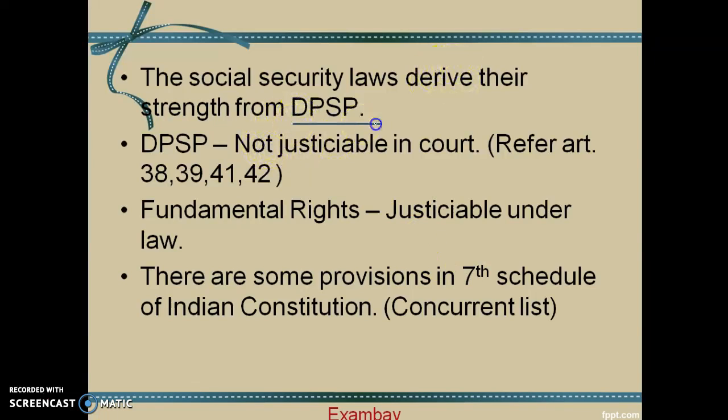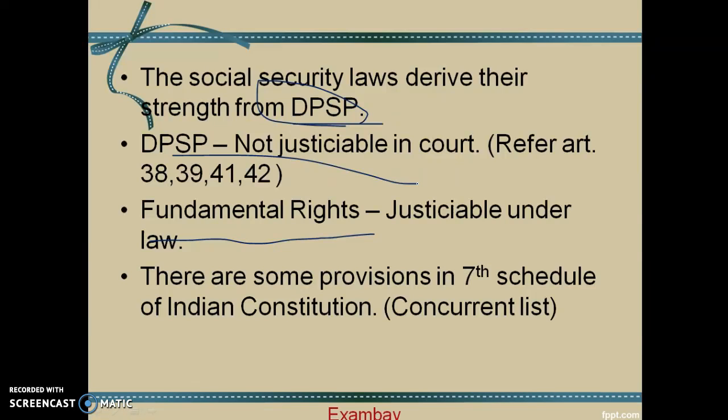So we were provided with DPSP, Directive Principles of State Policy, and we were provided with some fundamental rights. The difference between fundamental rights and DPSP is that fundamental rights are justiciable under law. You can challenge the violation of fundamental rights. You cannot challenge the violation of DPSP, but it is the duty of your state government or the union government to fulfill these policies, to fulfill the needs. Otherwise, the electorate will throw you out in the next elections, right?